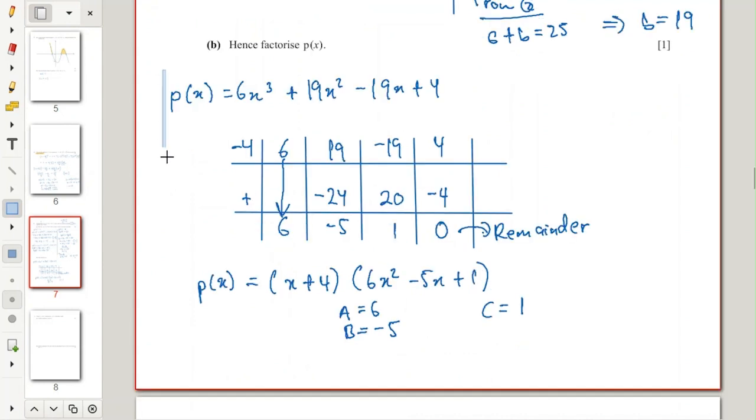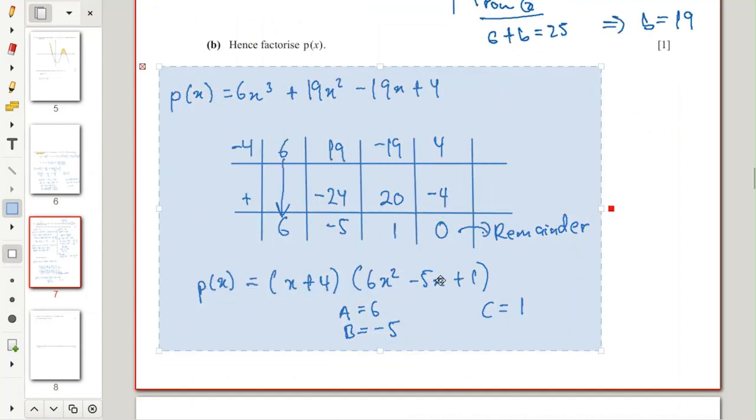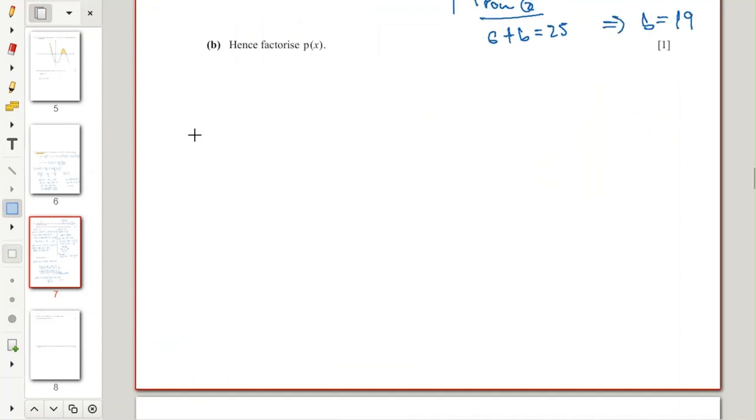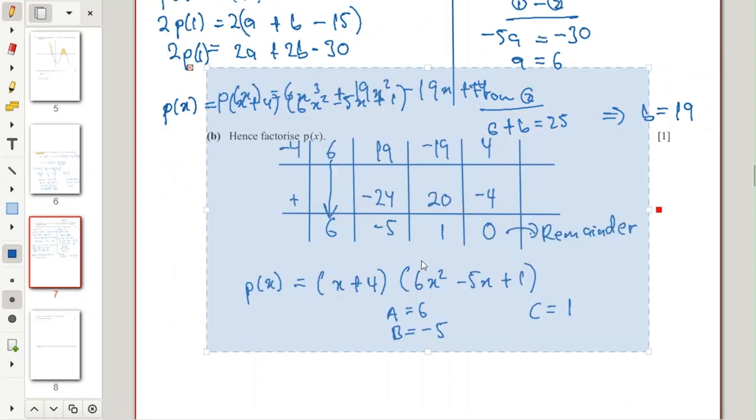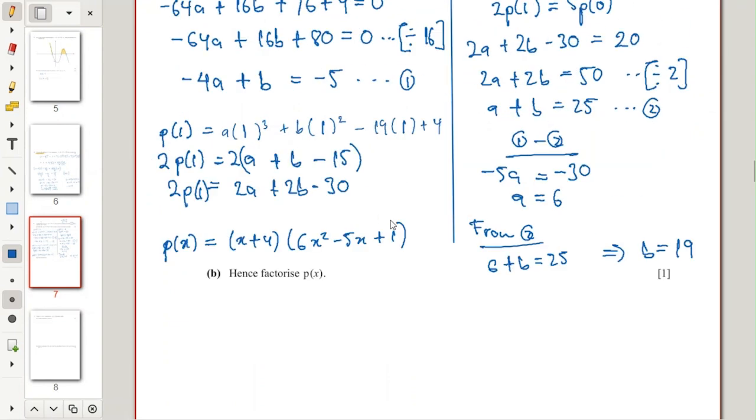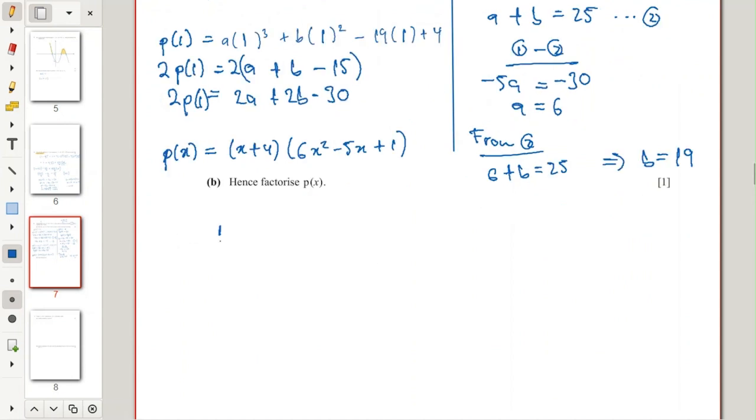I'm not supposed to write here, so let me cut it. So P of X is equal to, all right. So when you finish, say factorize this. So this becomes very easy.